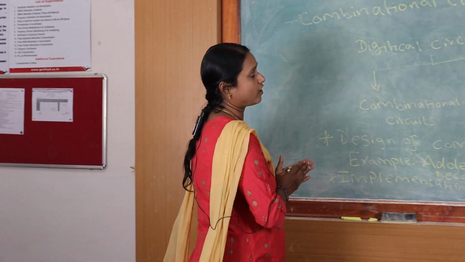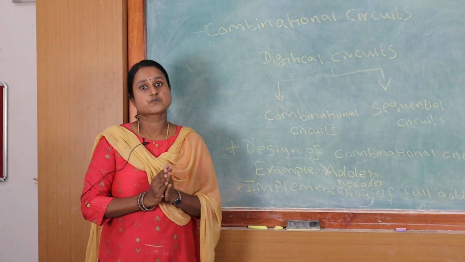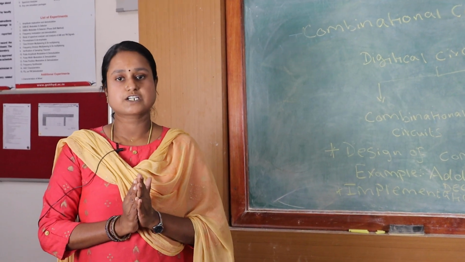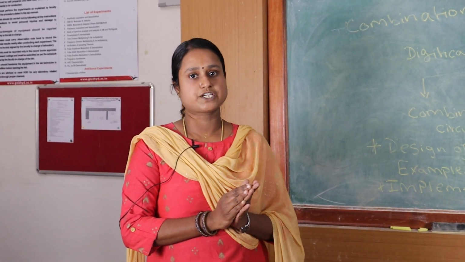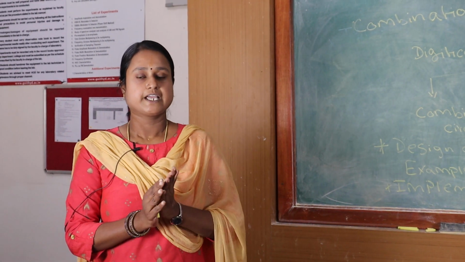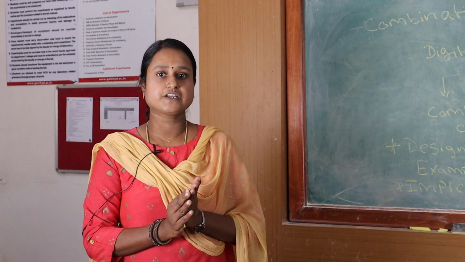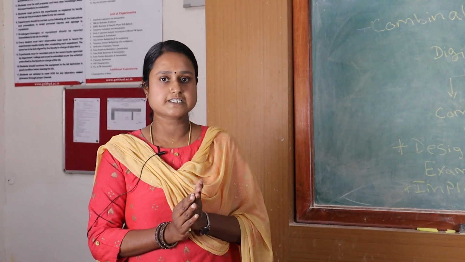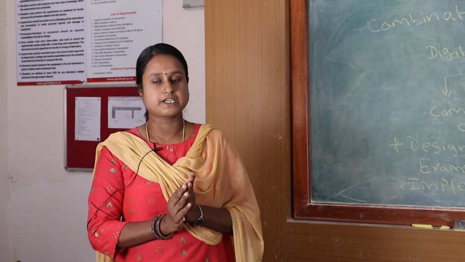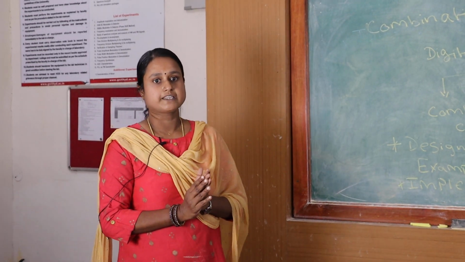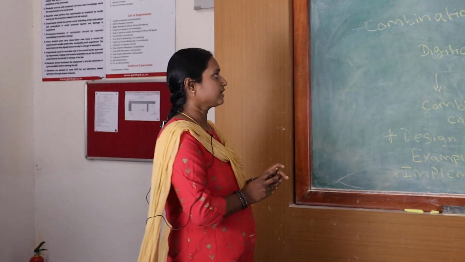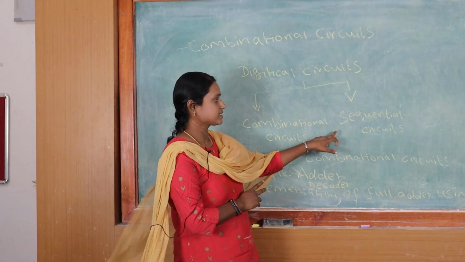First we have to focus on digital electronics. We use digital electronics in our day-to-day life, everywhere in real-time applications. For example, in our mobile phone, in calculators, in TV, in washing machine, in cameras, everywhere we are using digital electronics applications only. So we have to focus more on digital electronics applications. For that we have two types of circuits in digital electronics. They are combinational circuits and sequential circuits.